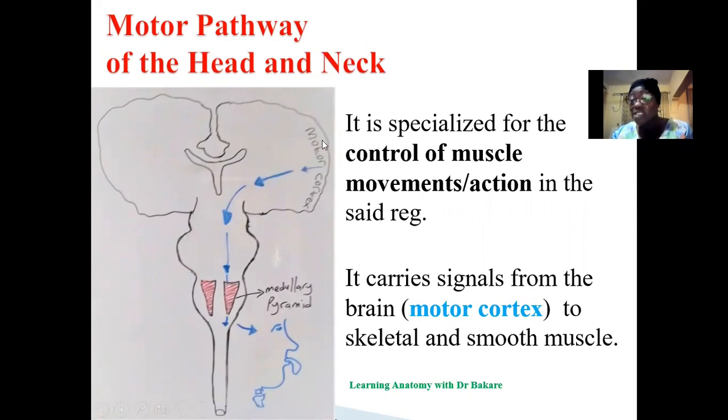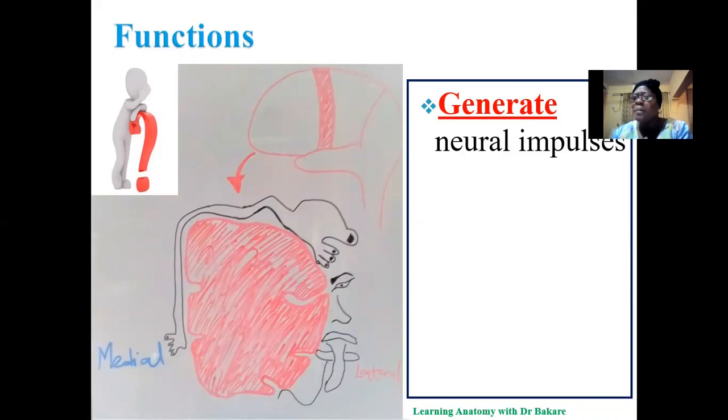This is the motor cortex. So the impulses that are generated from this region are taken down through a pathway for the final execution of muscular action within the face and neck region. So the function of this motor pathway, we've said that they help to generate neural impulses, and the specific region of the brain where this generation occurs is in the motor cortex.